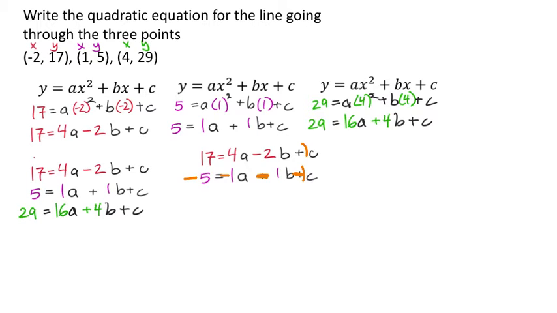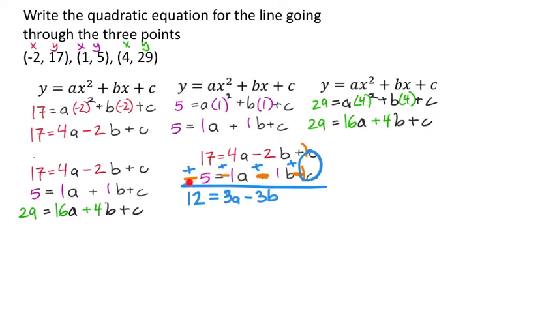The reason I'm doing that is because when I add these two together, in these columns which match, let's start on the left. I got 17 minus 5, which is 12, which equals 4a's plus negative 1a's, which would be 3a's. And then I've got negative 2b's plus negative 1b's, which would be negative 3b's. And then the 1c, now minus 1c, has zeroed itself out as planned.